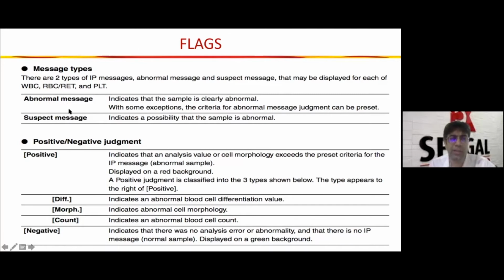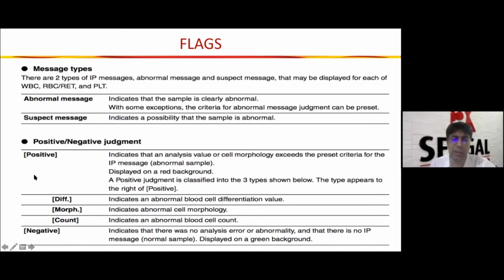Now, based on the presence of an abnormal or a suspect message, the machine can give a judgment whether this result is positive for a flag or negative for a flag. If it's negative, as I said, there is nothing to be done, and you can go ahead and move to your lab-based rules. If there is no delta check, there are no lab-based rule flags, go ahead and you may not even want to see a slide. However, if the flags are present, the machine will give a positive judgment.